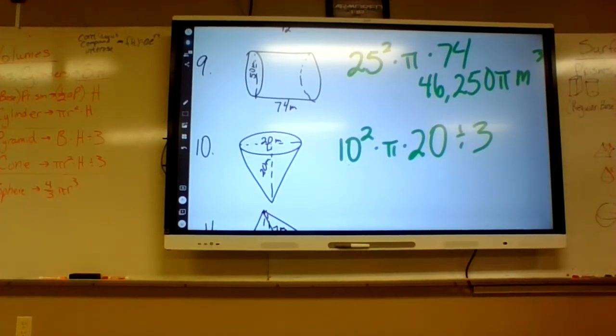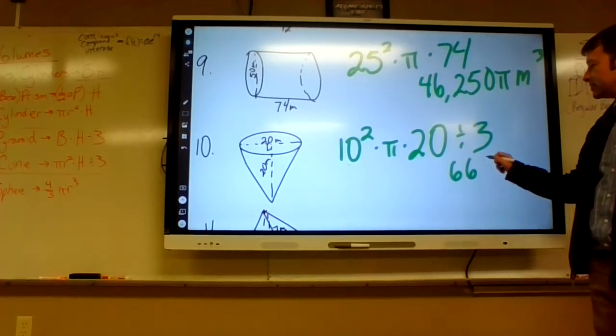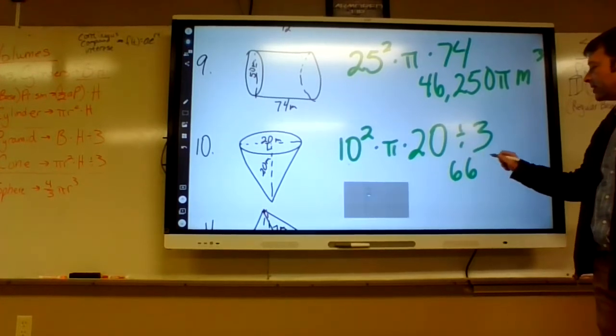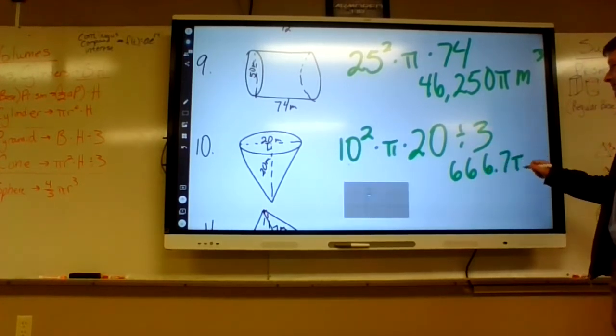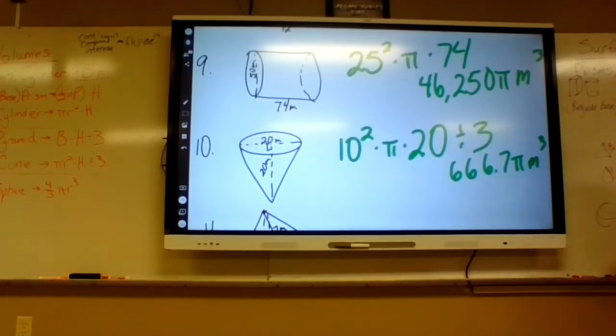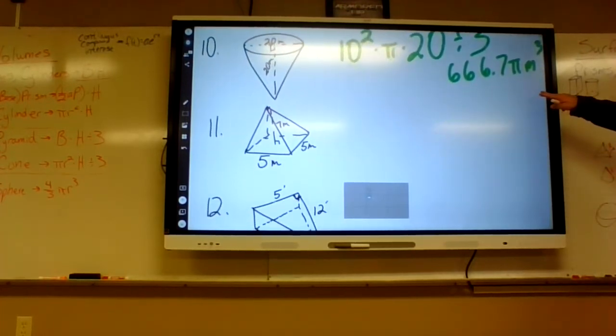That is what? 2,667 pi. Okay, see, he's got the same answer. That's why he's getting better.